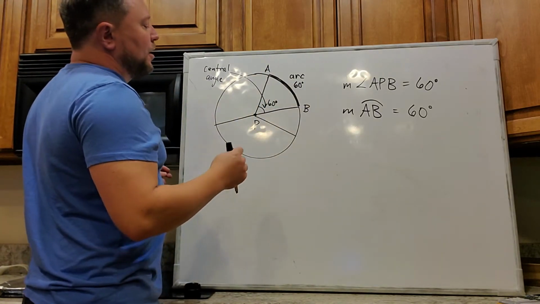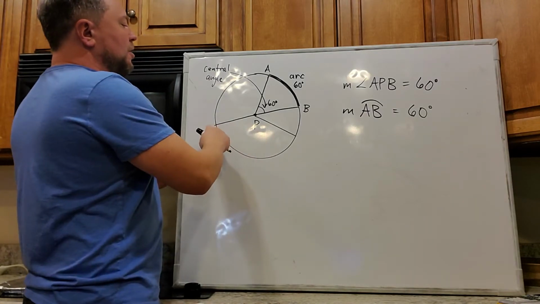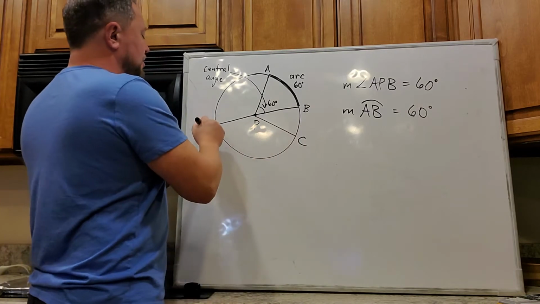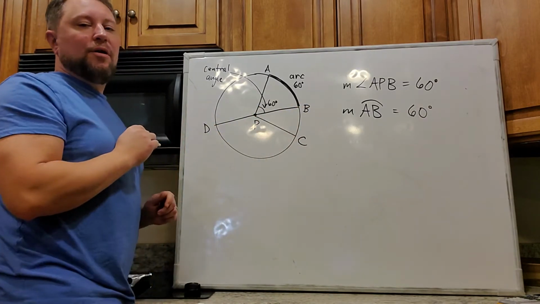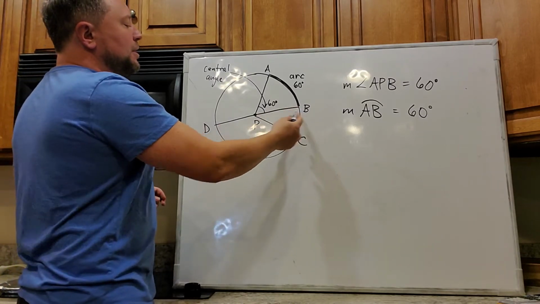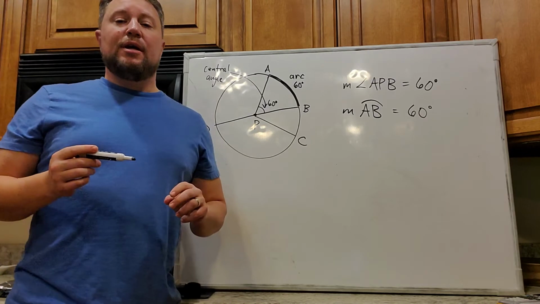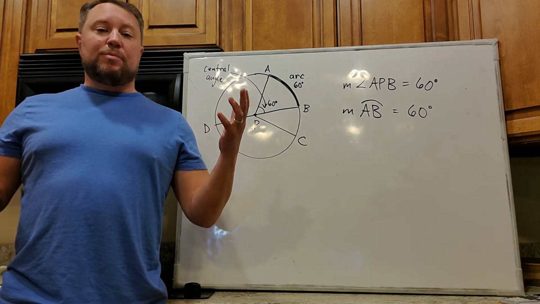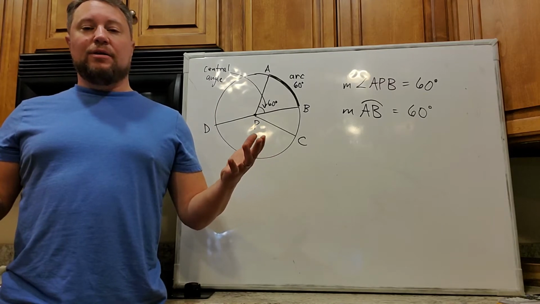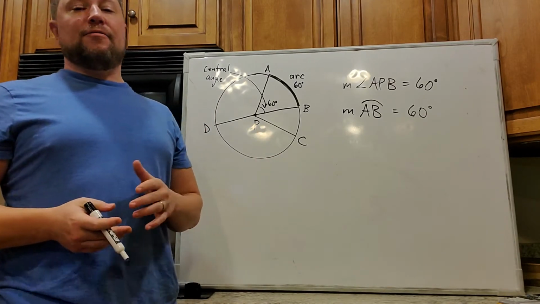I'm going to give you some more measurements here. First of all, I'm going to label this C and D, and I want you to see that BD here is a diameter. Diameters are good because not only do they have their own special name because they're the longest chord you can make in a circle, but of course they cut the circle in half.